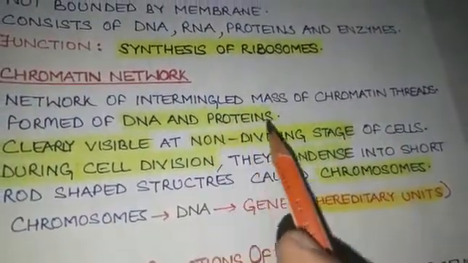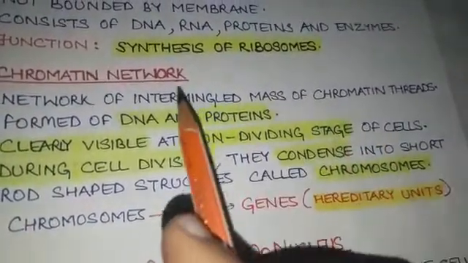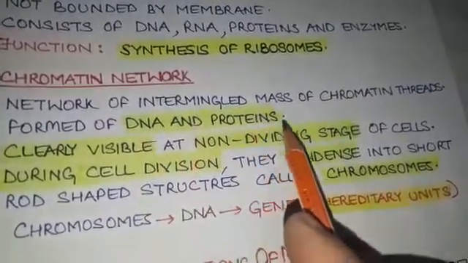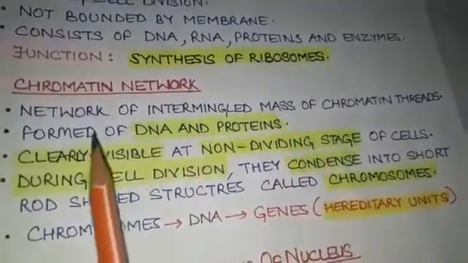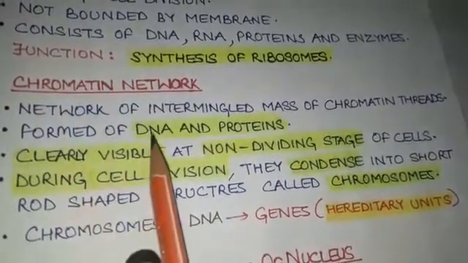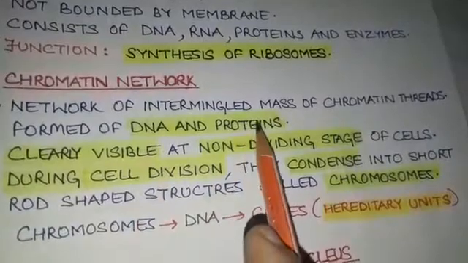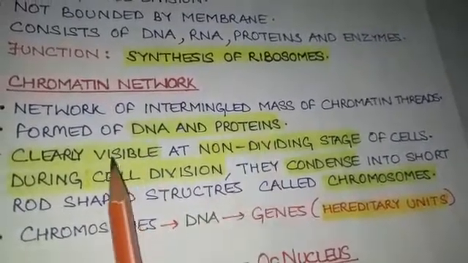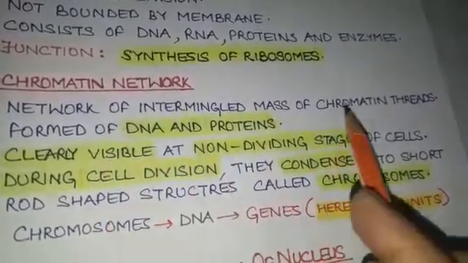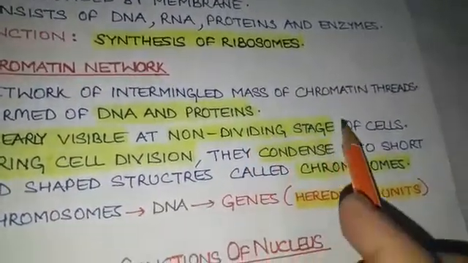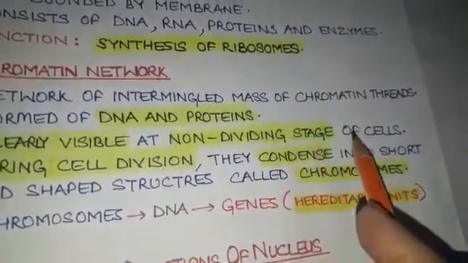जैसे कि उलझे हुए धागों का एक गुच्छा होता है, वैसे ही ये chromatin network न्यूक्लियस के अंदर प्रेजेंट होता है. What it is formed of? It is formed of DNA and proteins. The chromatin network is formed of DNA and protein. We can see this intermingled mass of chromatin thread only in a cell that is at a non-dividing stage.